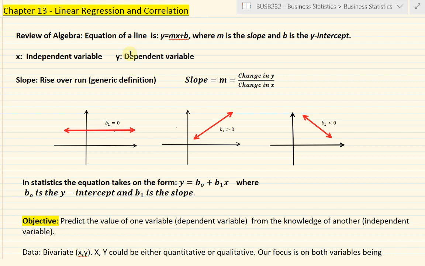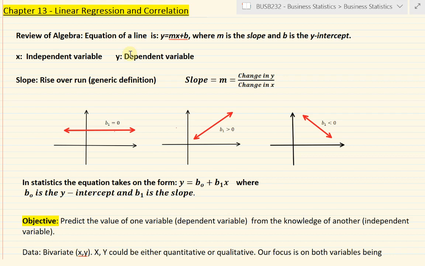So before we actually look at how the regression analysis and correlation works, I'd like to do a little brief review of algebra with you. Most of you probably remember this. Some of you may not, because it's been a while since you've had algebra classes, but I'm sure it will come back to you.